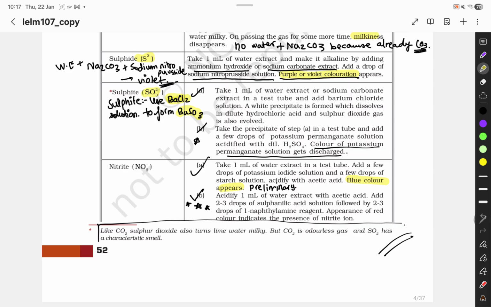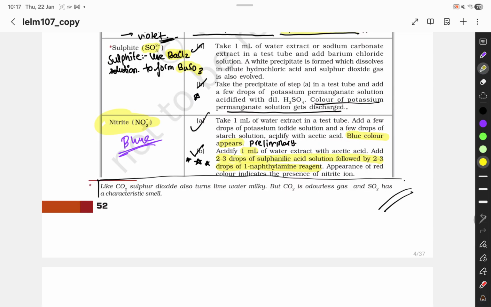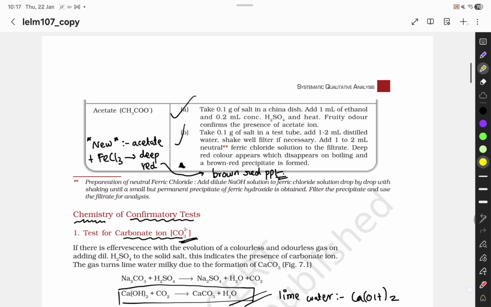A blue color appears when you add KI and starch solution for the nitrite ion. Blue color with starch and KI solution. You don't need to know the 1 ml and such. We just need to add sulfanilic acid and 2 to 3 drops of 1-naphthylamine. Then we'll form a red color. I'll show you the reactions.